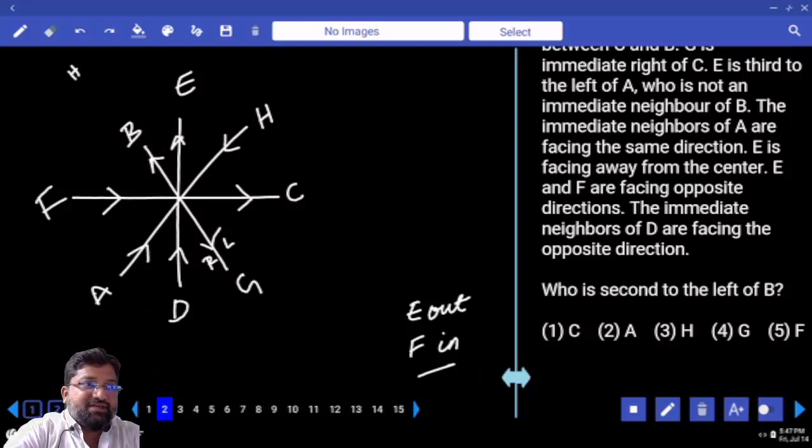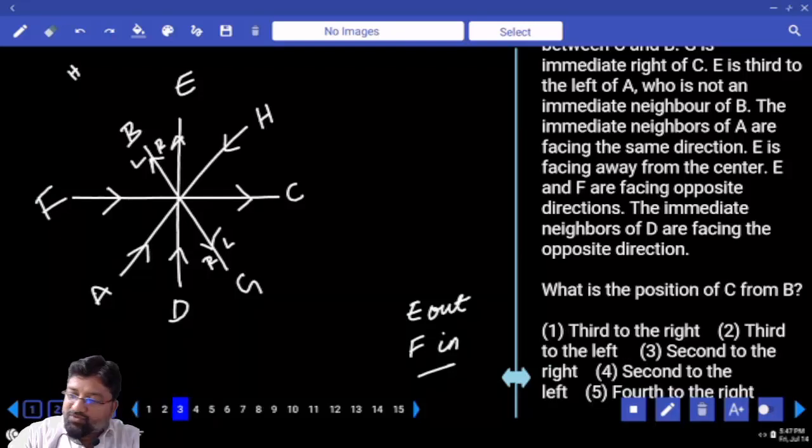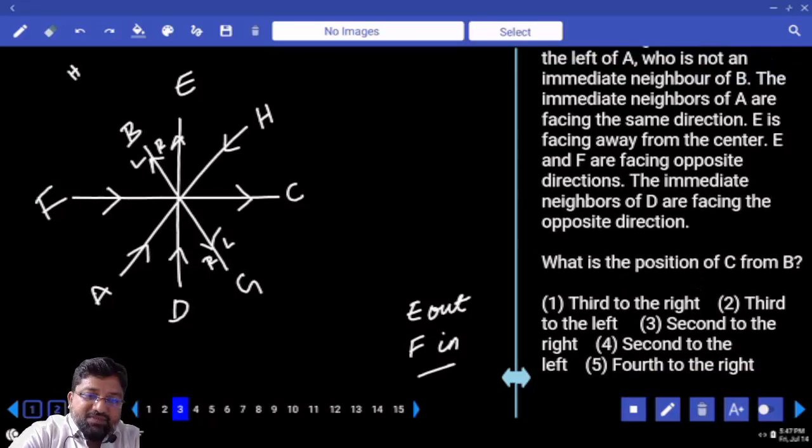What I have written is right or wrong? Wrong. Second to the left of B. Right, left. Second to the left of B is what? A. Next, third question. What is the position of C from B? Position of C from B. Third to the right. Is there any other option other than third to the right?